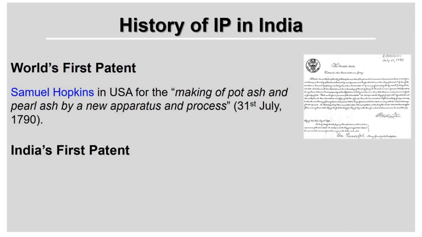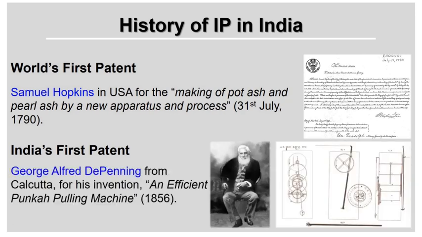The first patent in India was granted to George Alfred D. Penning from Kolkata for his invention, an efficient pankha pulling machine. On 3rd March 1856, D. Penning petitioned for grant of exclusive privilege for the invention. On 2nd September 1856, he submitted the specifications for his invention along with drawings to illustrate its working. These were accepted and the invention was granted in India for the very first time.